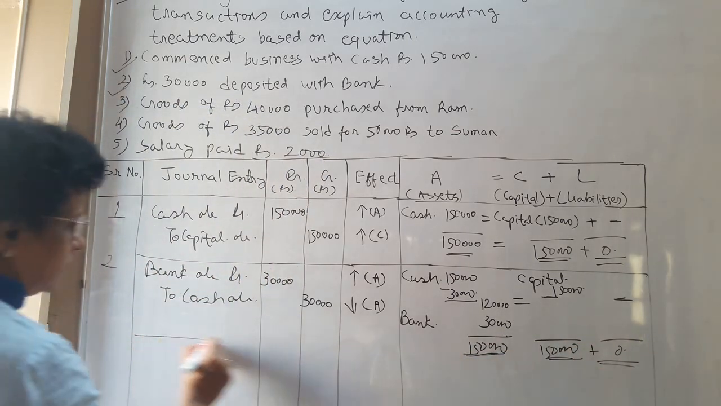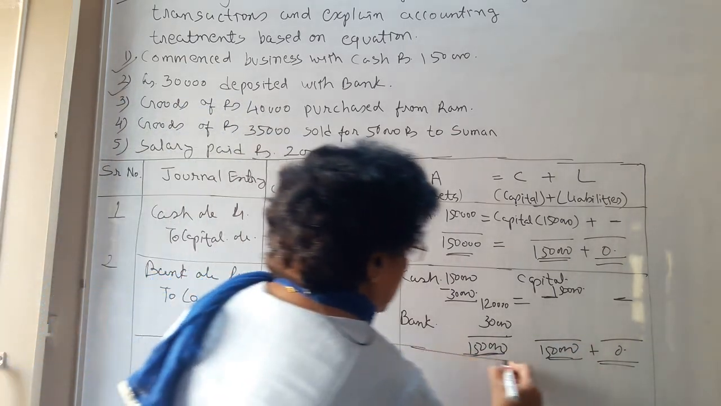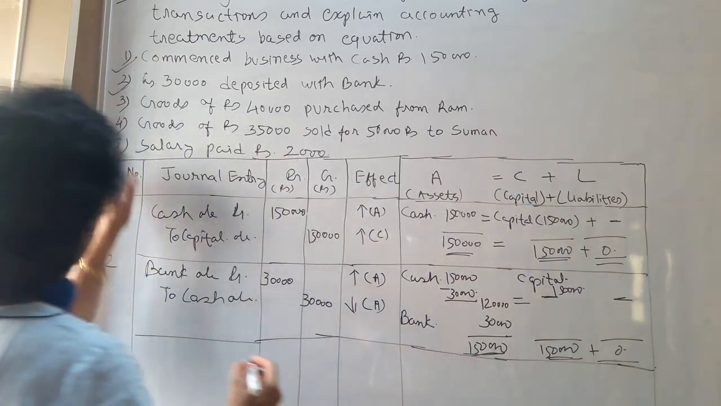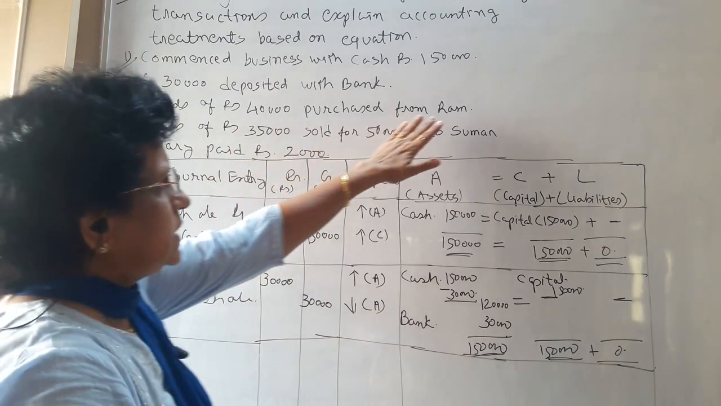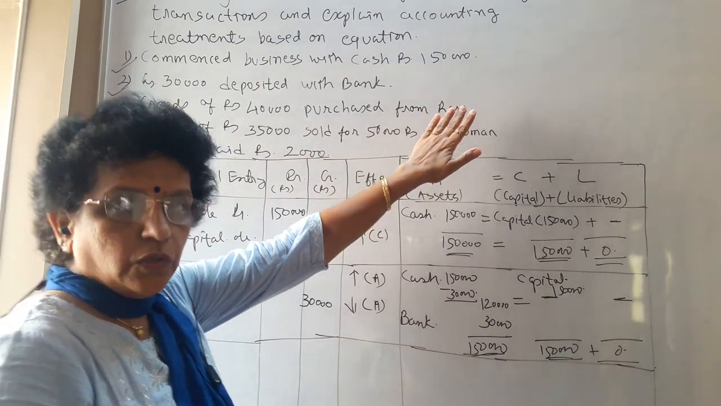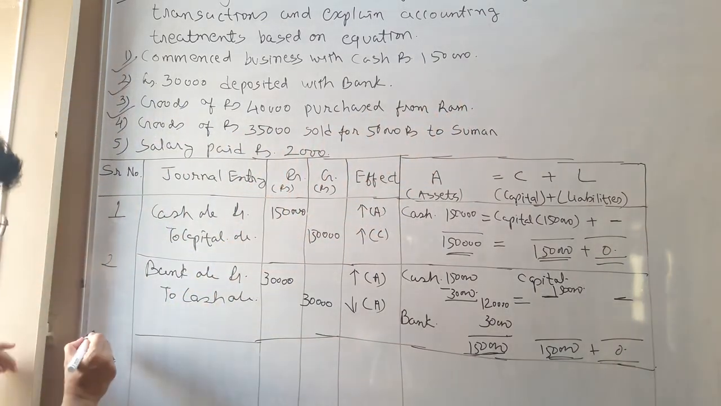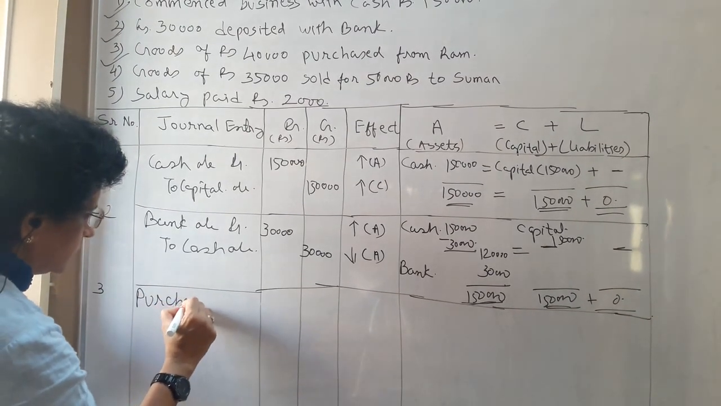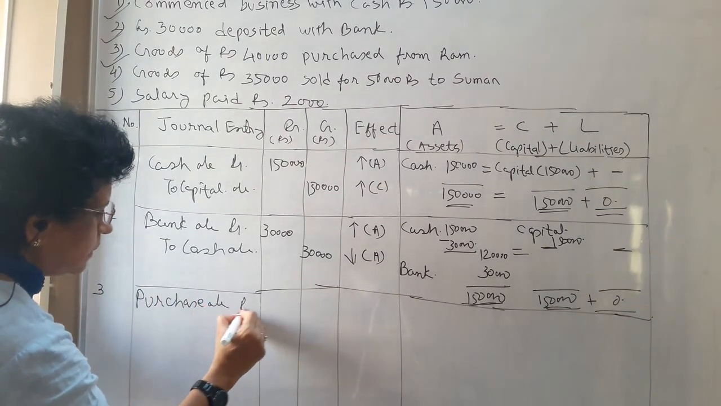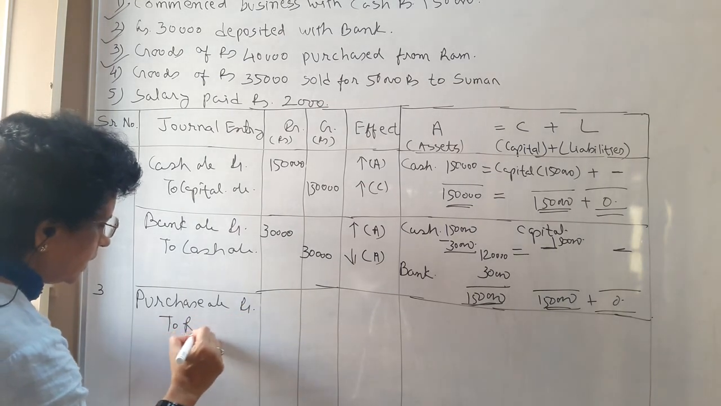Now let us do, in the same manner, transaction number 3. Goods of rupees 40,000 purchased from Ram. You have purchased goods. So the journal entry is purchase account debit to Ram.